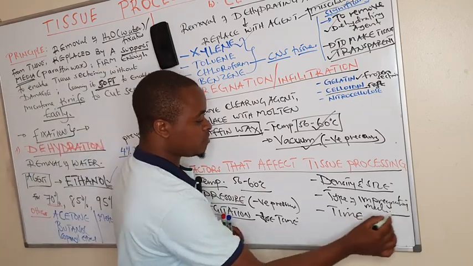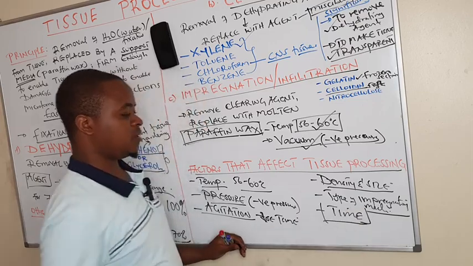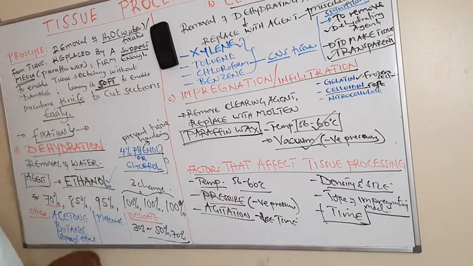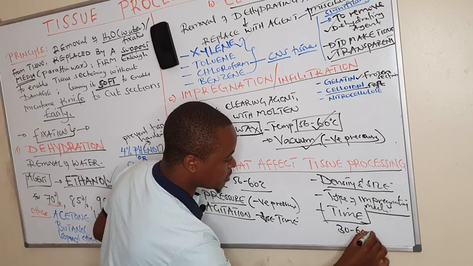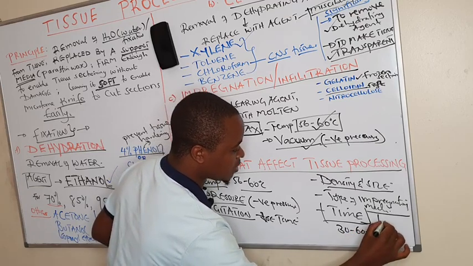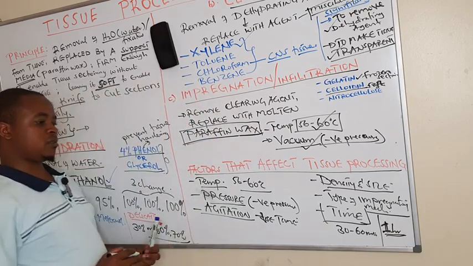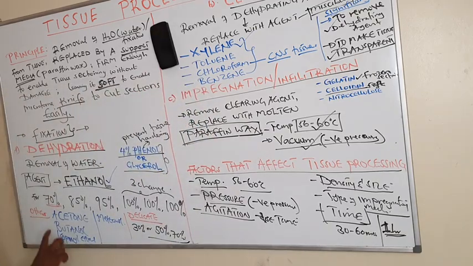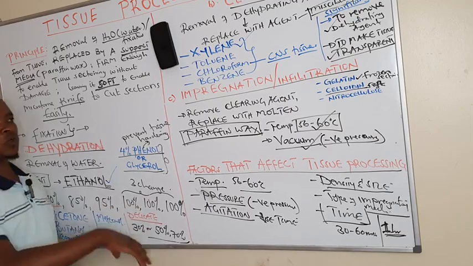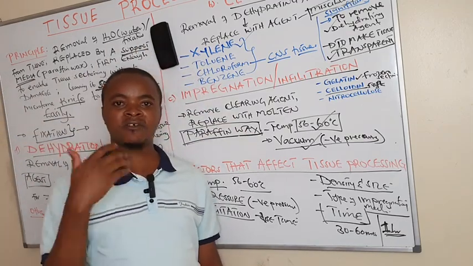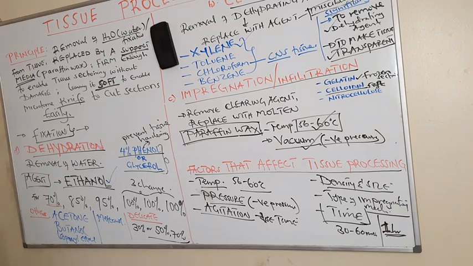Then the type of impregnating media also determines, and even the time it spends in. Normally the recommended time is between 30 to 60 minutes. But many times in every station we take 1 hour, which is 60 minutes. One hour is always used in each station. So when you are in 70% alcohol during dehydration, 1 hour in each. So you find the whole tissue processing can take like 14 hours. That is more than a full day.